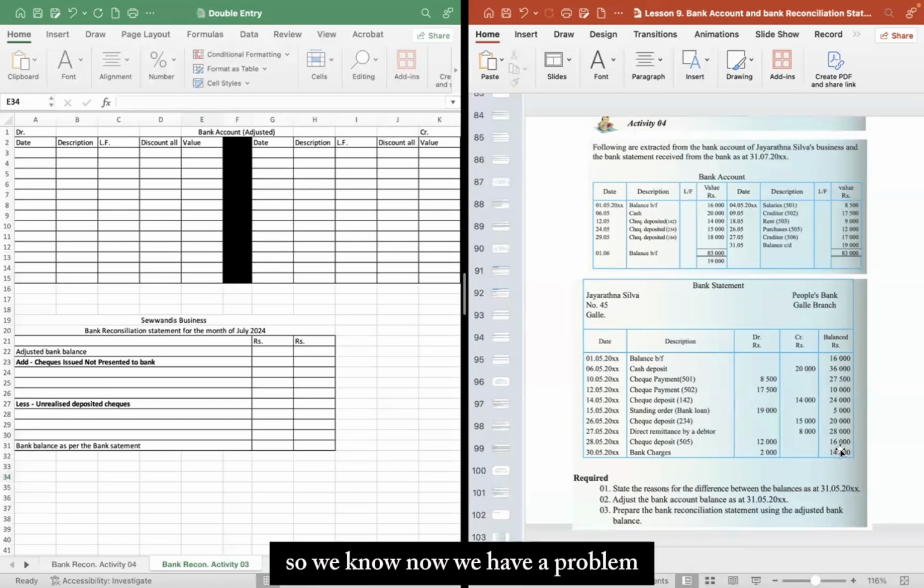So we know now we have a problem, because the bank account is having 19,000 whereas the bank statement is having only 14,000. That can't be. In a question, that cannot happen, because the bank account and the bank statement cannot carry two different balances. I mean, in an ideal scenario.